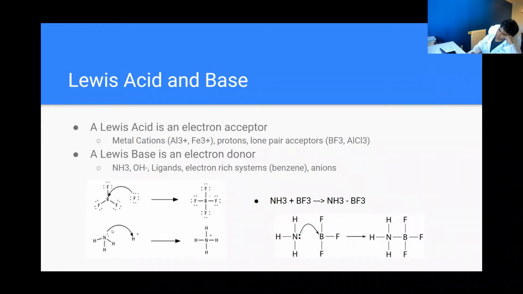The lone pair will bond with the positive H+ ion and form ammonium. NH3 plus BF3: the lone pair of nitrogen will get attracted to the partial positive charge of boron trifluoride and they will bond.